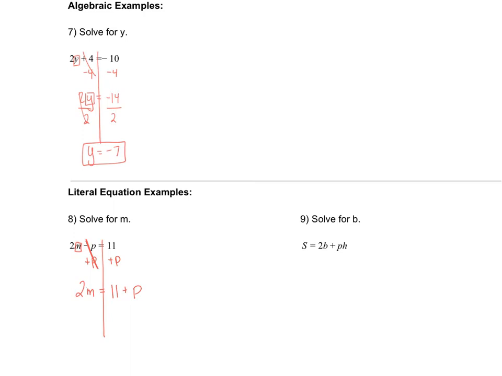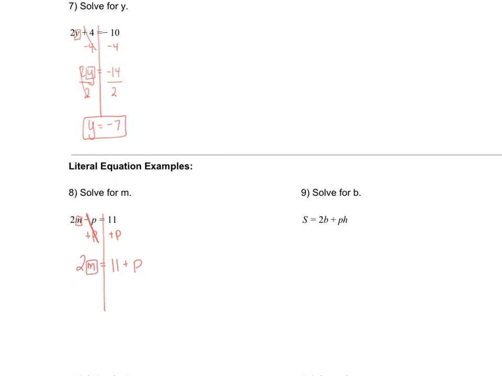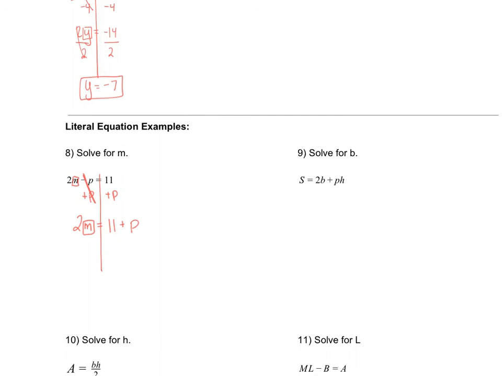Well, I still want to get this m by itself. So I still need to get rid of that 2 next to it. I can't stop the problem until that m is by itself. So I'm going to divide every single thing by 2. So divide this guy by 2, this guy by 2, this guy by 2. This cancels out, and I'm left with m.